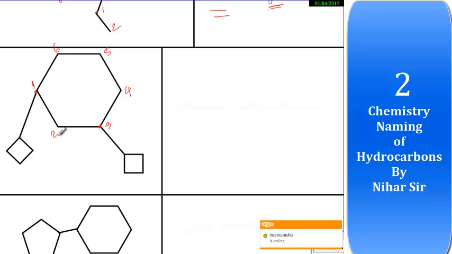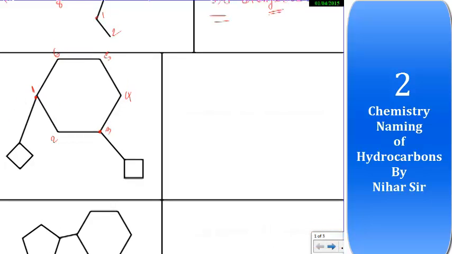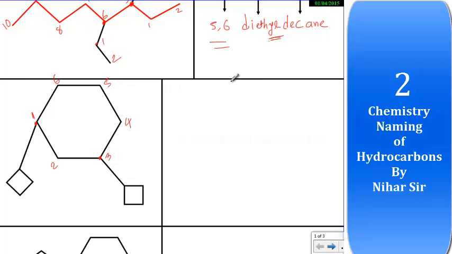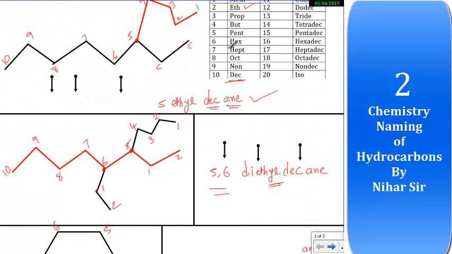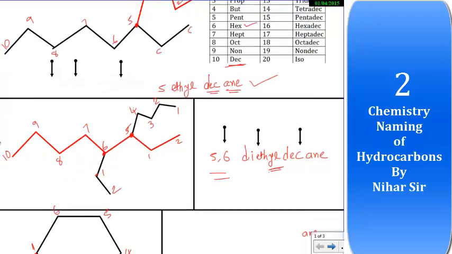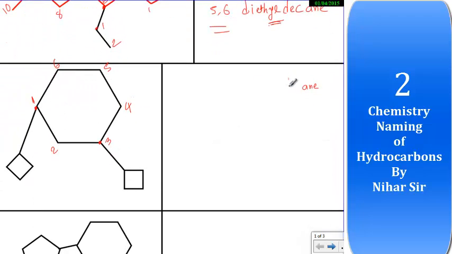So this is 1, 2, 3, 4, 5, 6 carbons, and there is single bonding. Same way there is single bonding. So I will write "ane" first of all, because there is single bonding, right? And how many carbons are there? 6. So for 6 we will use hex. So I will write hexane. Hexane is for single bonding and the number of carbons. This is in cyclic form, so I will write cyclohexane. So this is cyclohexane, right?